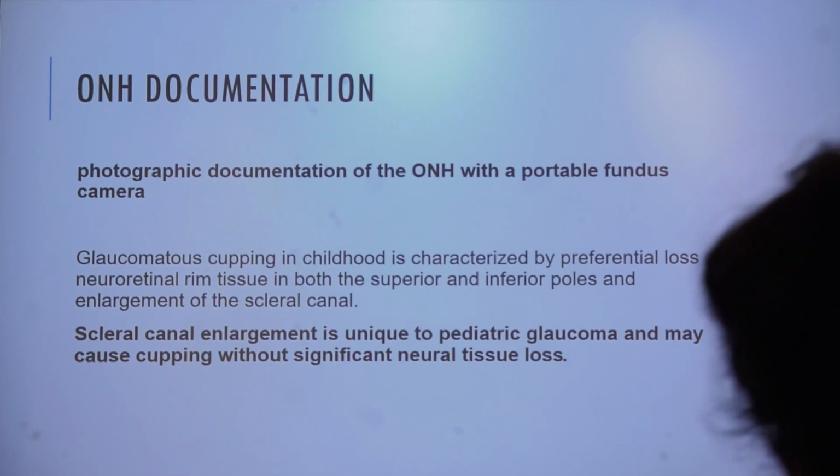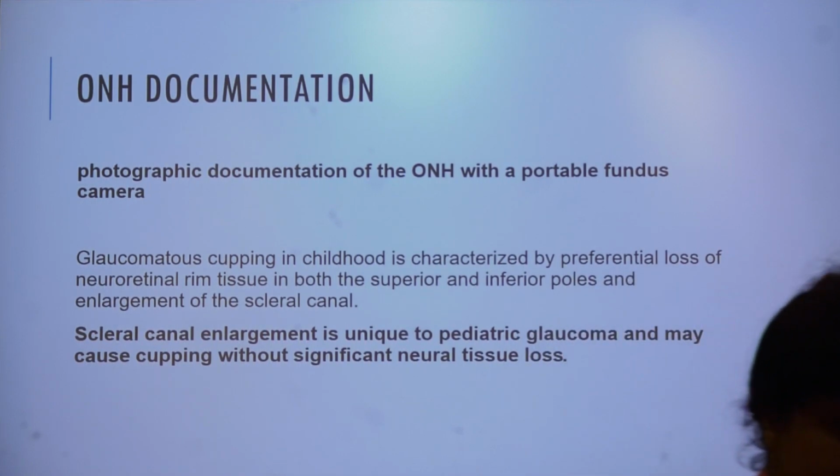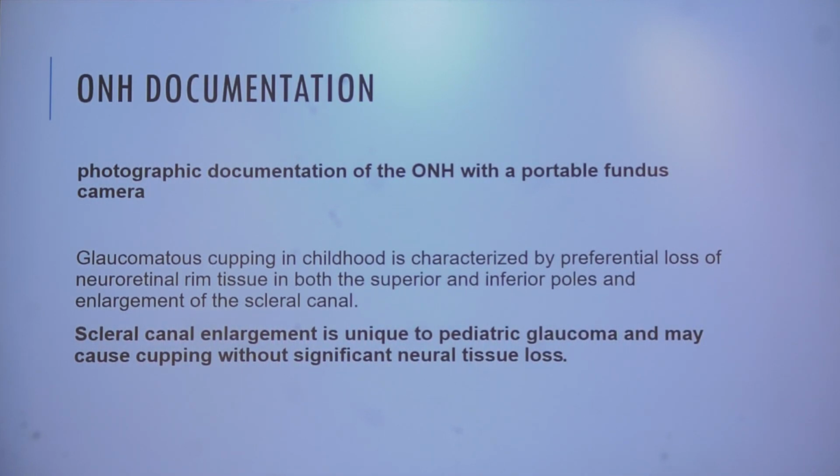Glaucomatous cupping behaves slightly differently in children because of scleral elasticity. So glaucomatous cupping in children is characterized by preferential loss of neuroretinal rim tissue in both superior and inferior poles and enlargement of the scleral canal. Scleral canal enlargement is unique to pediatric glaucoma and may cause cupping without significant neural tissue loss.